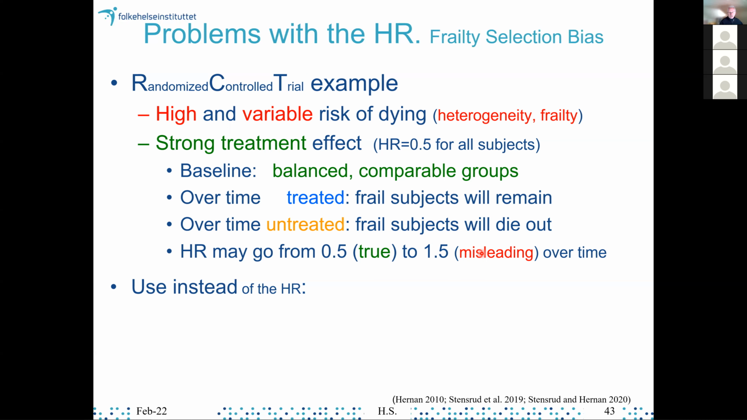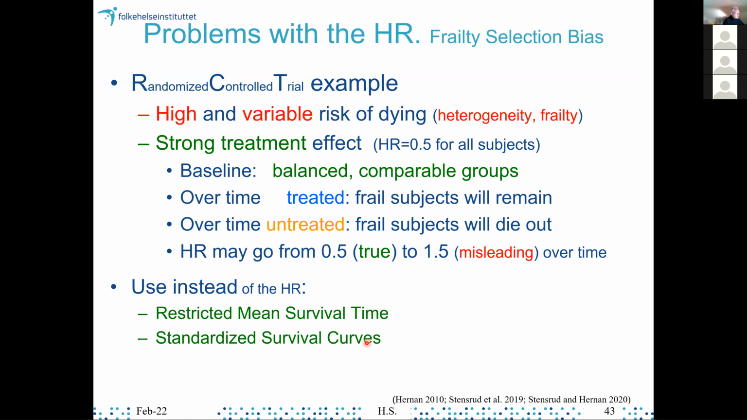Now we are getting a bit further into time, and we have now come up with some alternatives to the hazard ratio. One is to use the restricted mean survival time, or differences in this. And the other is to use standardized survival curves. And I'm going to show you the first one. Here is the original paper by Hanan. Here are some newer papers discussing this. And Stensrud is a Norwegian guy, so this is kind of fun.